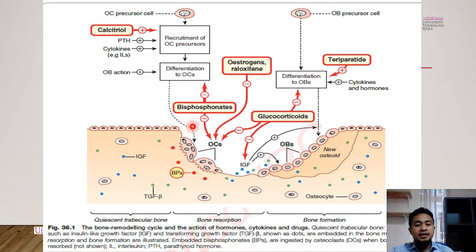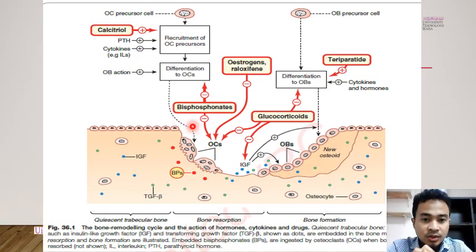So this is the overview of how it looks. This is the bone. The red one is the type of treatment that we can use, plus this indicator, which means to help induce, to produce better, or to promote. That's the word, to promote, while the negative means to prevent. So you can see that, for example, calcitriol actually promotes the recruitment of osteoclasts.